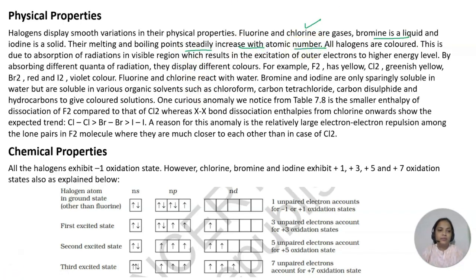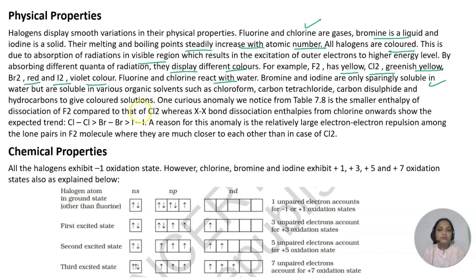Next, students, all halogens are colored because of the absorption of radiations in the visible region. So excitation of outer electrons takes place, and that is why the halogens are colored. They display different colors: fluorine is yellow, chlorine is greenish yellow, bromine is a red color liquid, and iodine has violet color. Fluorine and chlorine react with water. Bromine and iodine are only sparingly soluble in water, but they are soluble in various organic solvents, like chloroform, carbon tetrachloride, carbon disulfide.